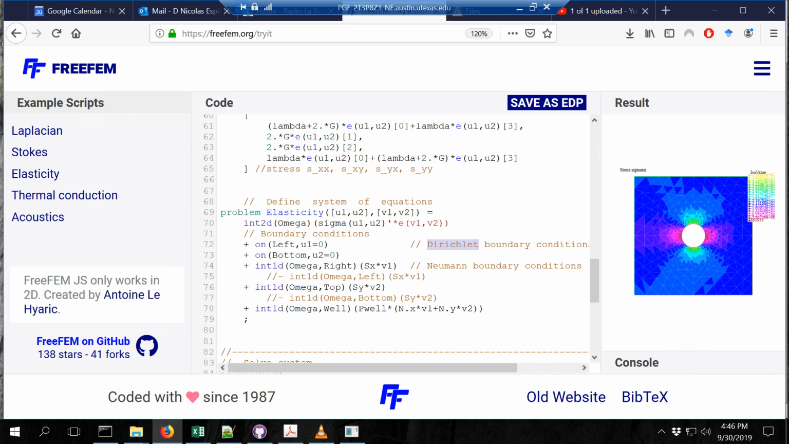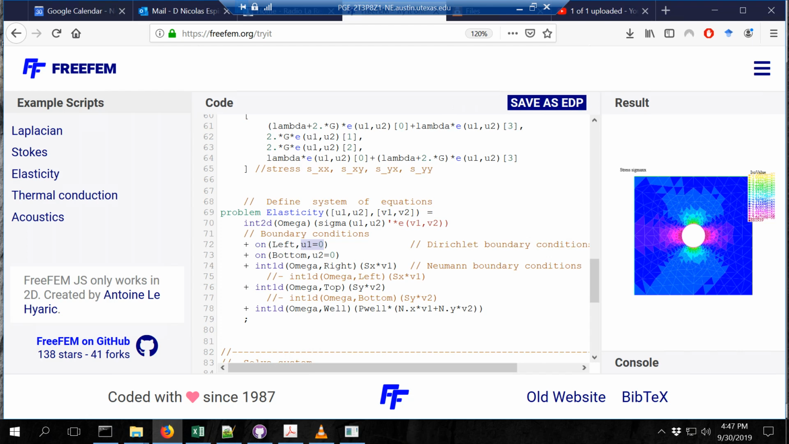In a Dirichlet boundary condition, you tell the equation what is the solution of the unknown at that boundary. Remember that our unknowns in this case are displacements. So for a Dirichlet boundary condition, you tell the equation what is the value of that unknown at that boundary. For example, in this case, I'm telling on the left boundary, the displacement in direction 1 is going to be equal to 0. So this one is not going to move in this direction.